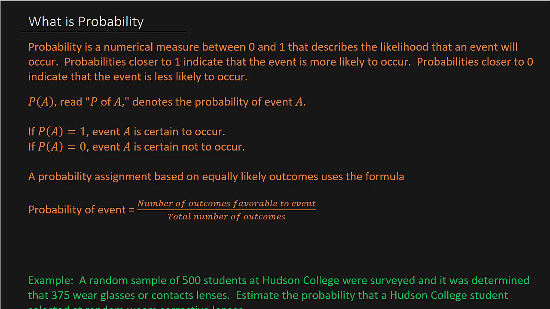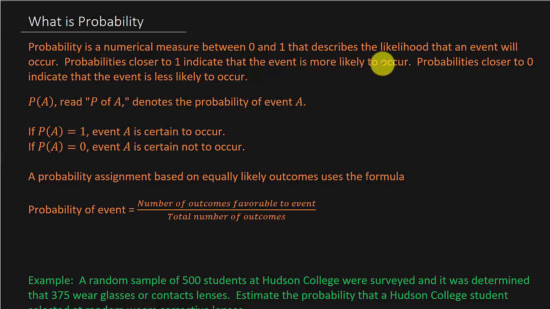So it says probability is a numerical measure between 0 and 1. So remember, whenever you find the probability of something, you're going to get an answer between 0 and 1. You can get 0 as an answer and you can get 1 as an answer, but it's going to be a number between those, or 0 or 1. If you get an answer larger than 1 or you get a negative answer, you did something wrong.